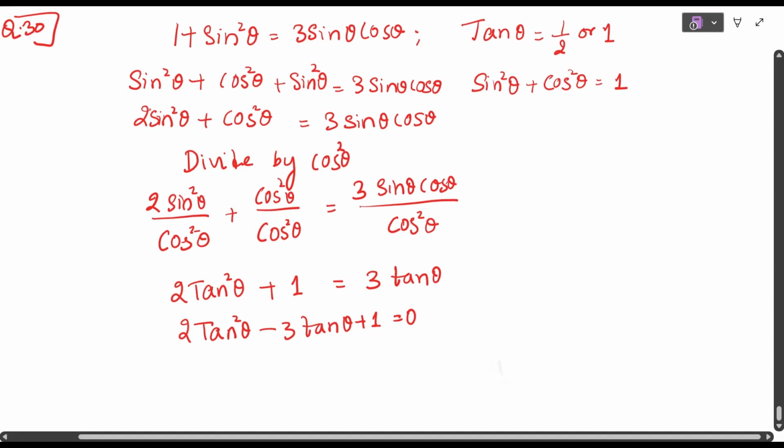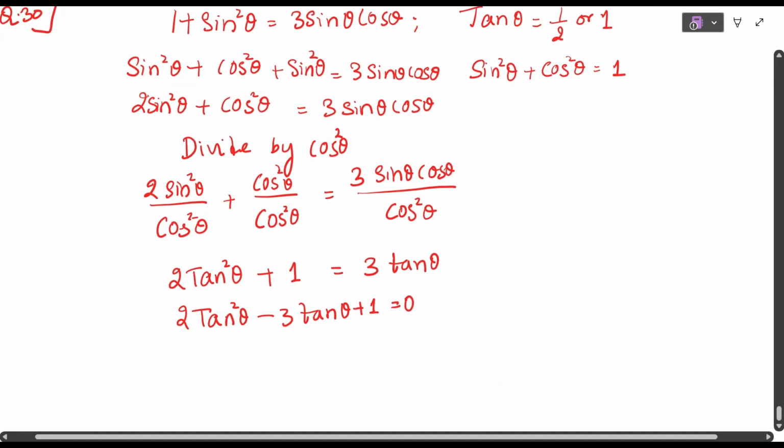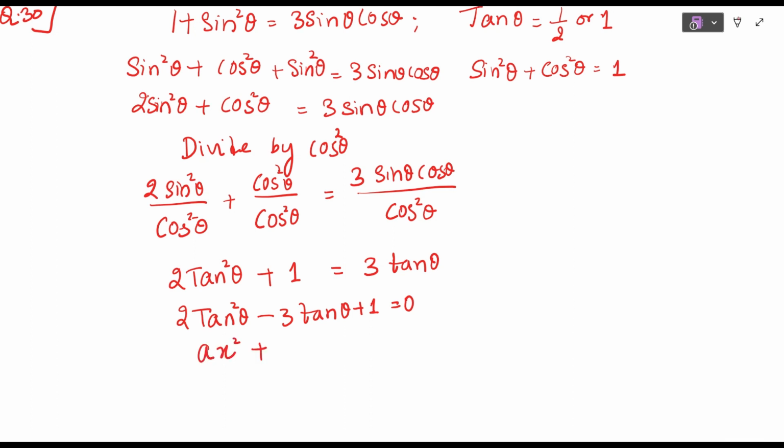So if you observe carefully, this is in the form of a quadratic equation, ax square plus bx plus c is equal to 0. In place of a, 2 is there. In place of b, minus 3 is there. In place of c, 1 is there. And in place of x, tan theta is there. Okay. So in place of x, you write tan theta and take a, b, c as 2, minus 3 and 1, and just solve the quadratic equation.